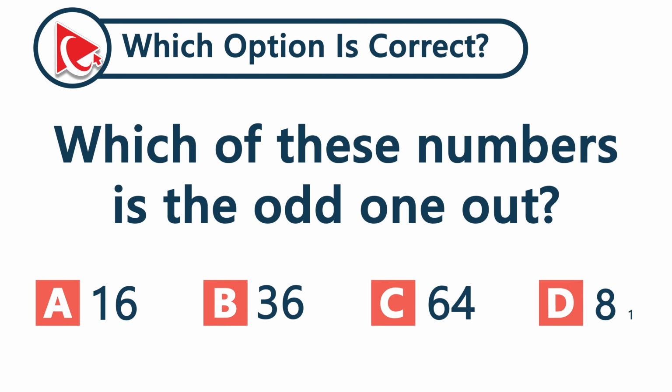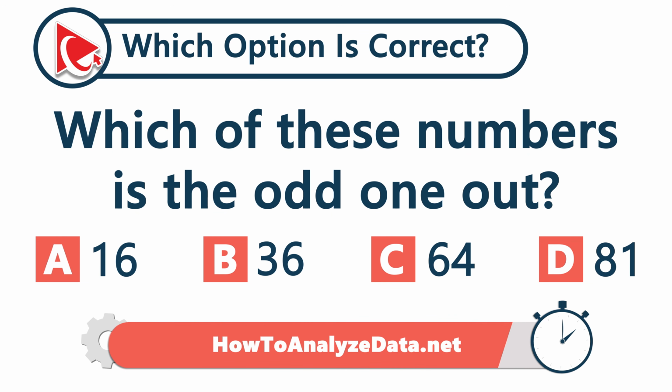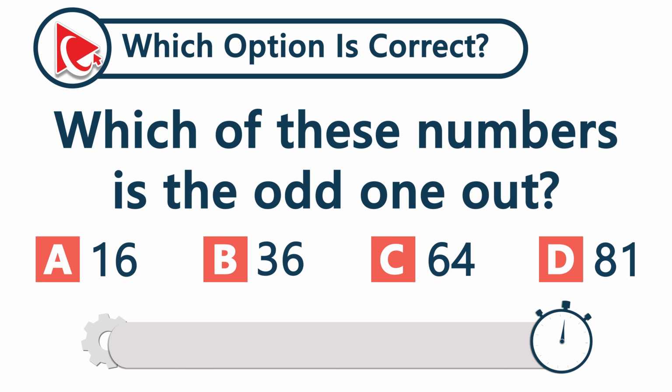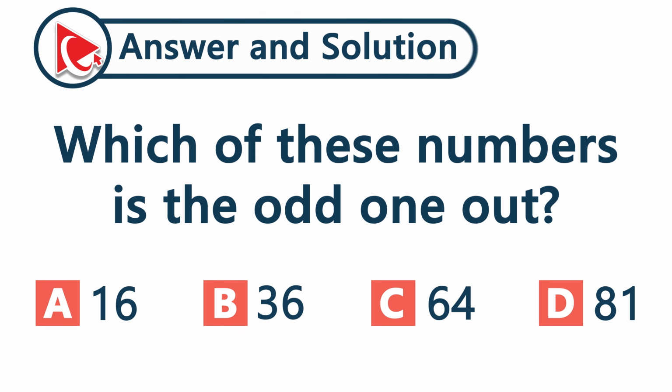Which one of these numbers is an odd one out? 16, 36, 64, or 81? Let's think what those numbers have in common.